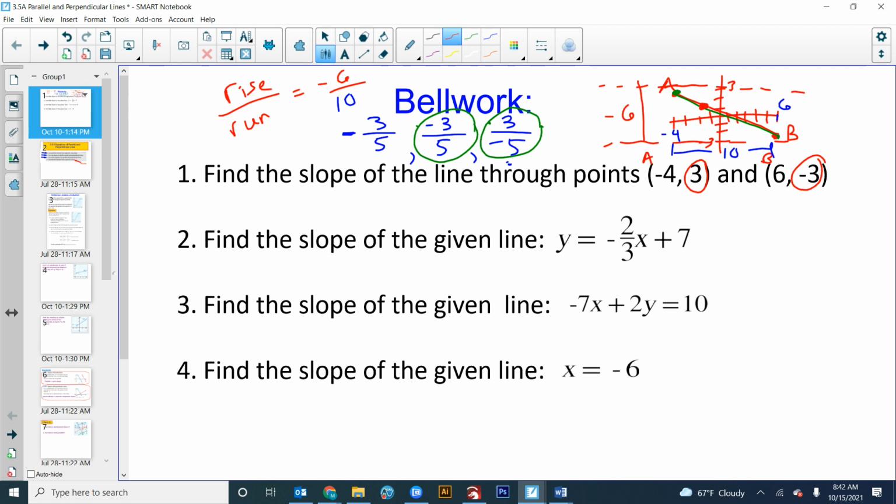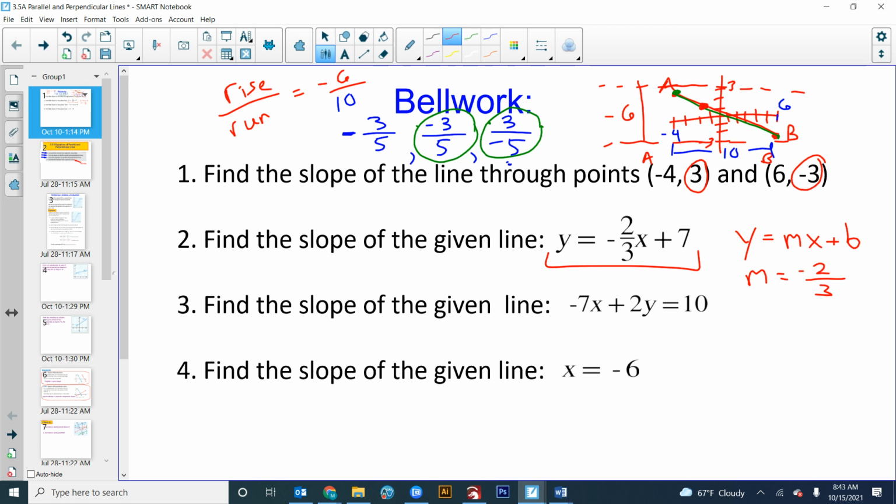Now, quick little review. Are you okay with looking at this equation and identifying what the slope is? Raise your hand. I'm not going to call on you. Raise your hand if you can look at that equation and tell me the slope. It's in that form. Okay? What's the slope? Anyone? Negative 2/3. The slope is negative 2/3, written any of those three ways.